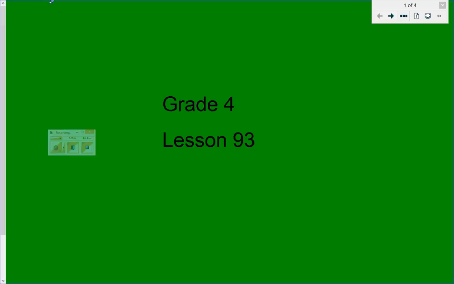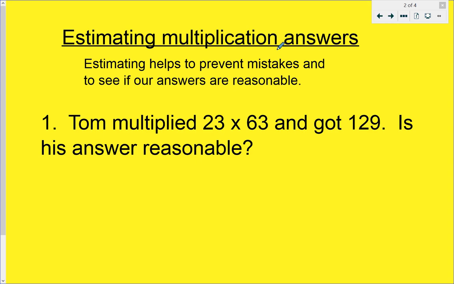Hello, we are going to be going over our lesson 93 today. Some pretty nice pieces to help us to kind of prevent mistakes and also to learn something new. So when we estimate for multiplication, what we're doing that for is to help ourselves not make so many mistakes and also to see if our answer is reasonable. So this is what we're looking at today.